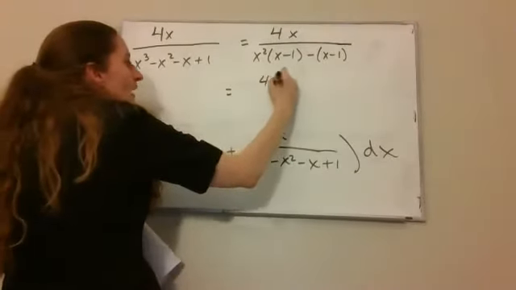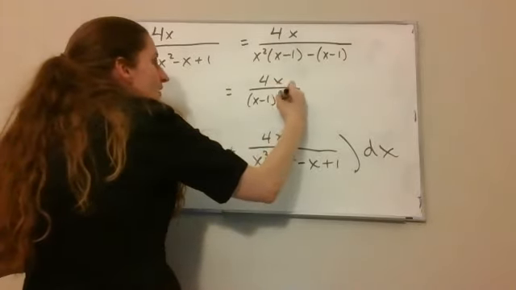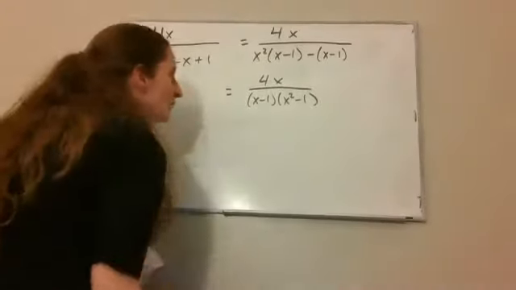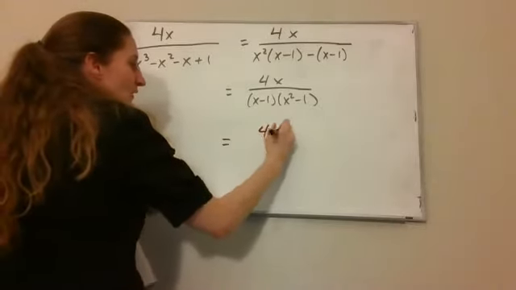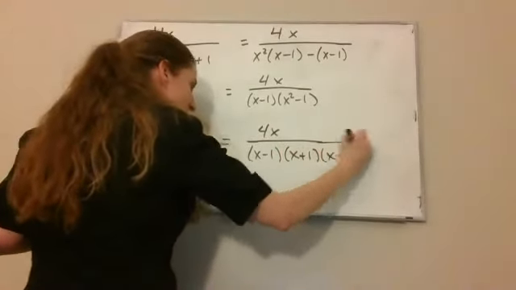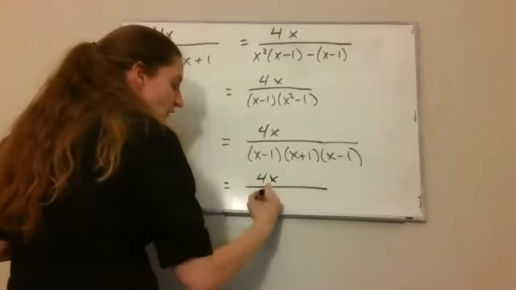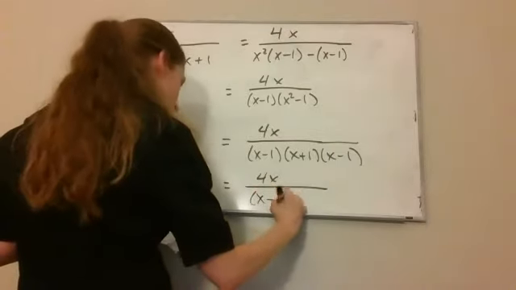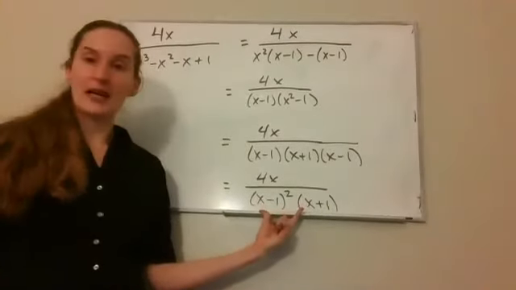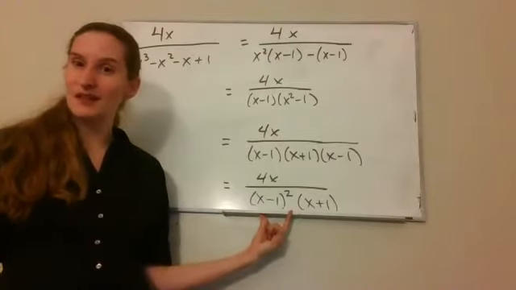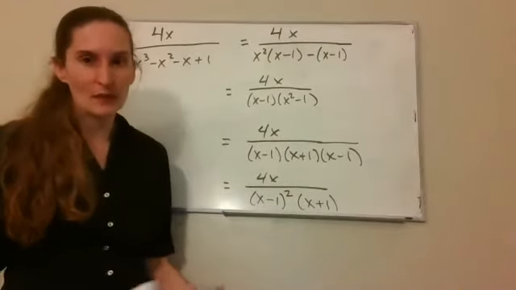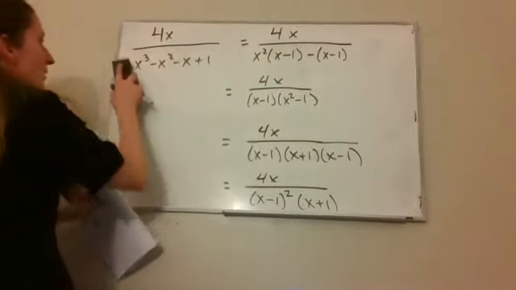And this tells me I have 4x over an x minus 1 times an x squared minus 1. And that factors even further, because x squared minus 1 is a difference of squares. So fully factored, I get an x minus 1, an x plus 1, and an x minus 1, which we can write as 4x over x minus 1 squared times x plus 1. So now notice my denominator is a product of linear factors, but they're not distinct. My first linear factor, x minus 1, is repeated twice, and then my other linear factor just happens once. This means I'm going to have 3 terms in the partial fraction expansion.